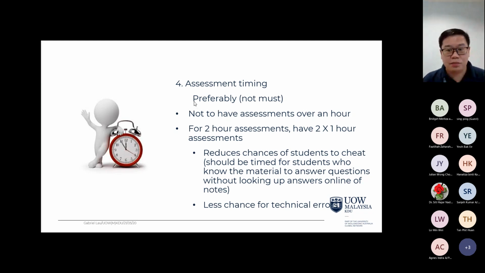Assessment timing, preferably, but not a must, is not to have an assessment over an hour. If you're doing online, do it in smaller blocks. So if you normally have a 2-hour assessment, break it down into 1 hour and 1 hour. Okay, this will reduce the chances of students cheating and also the chance of technical errors. The longer you use online, the higher the chance of someone, or yourself, having internet problems, the computer hanging, and so on. Okay, so 1 hour, 1 hour can be good.